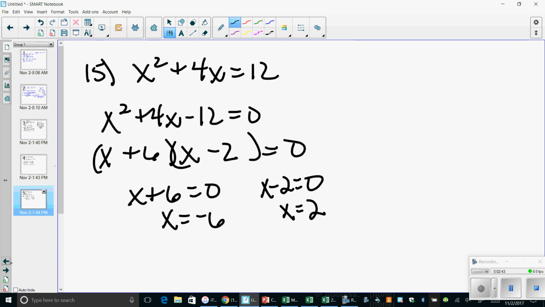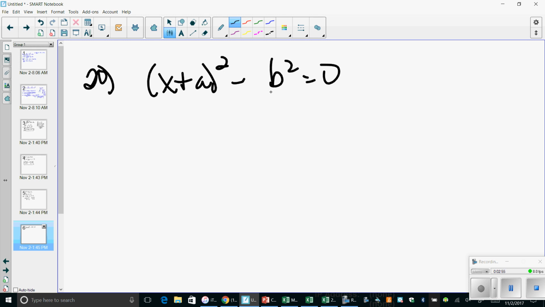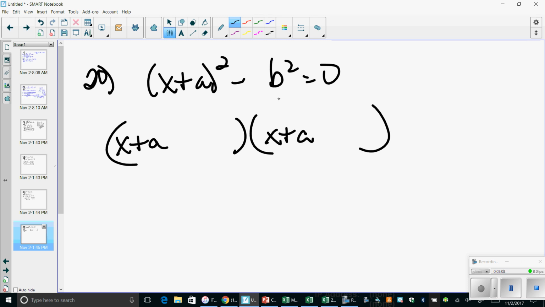All right, continuing, one more factoring one. Number 20 is actually a difference of squares. (x plus a) squared minus b squared equals 0. So this is being squared, the b is being squared, and there's a minus in between, so it's a difference of squares. So what's being squared for the first one is going to be x plus a. So I'll put x plus a and x plus a, and then for difference of squares, you put plus what's being squared and then minus what's being squared.